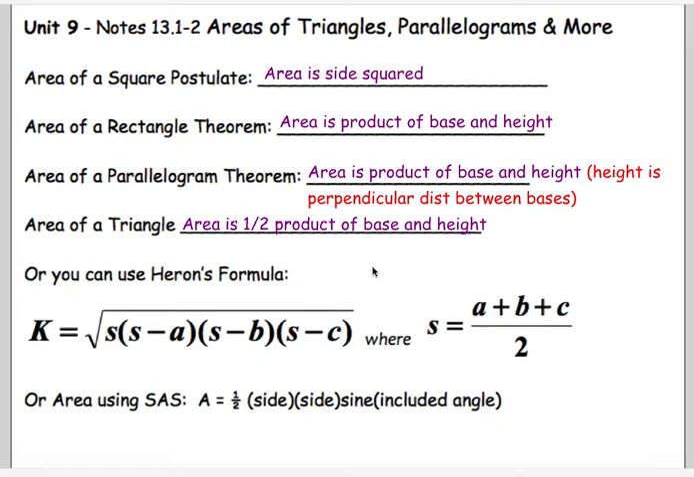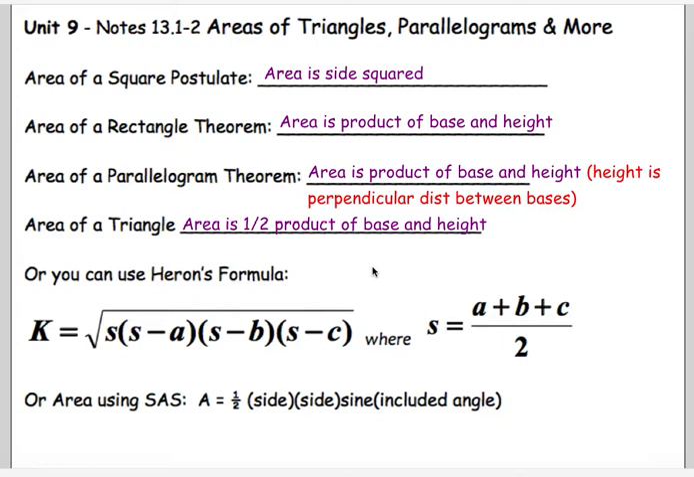The area of a square is just the side squared. Area of a rectangle is the base times the height. The area of a parallelogram is also the base times the height. You have to be very careful on what the height is. It is the perpendicular distance between the two bases. So be careful when you're choosing the base and the height of the parallelogram. A lot of the time they give you extra information to confuse you.